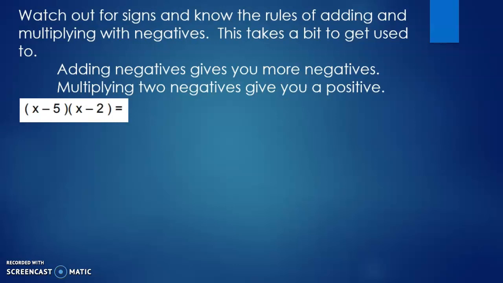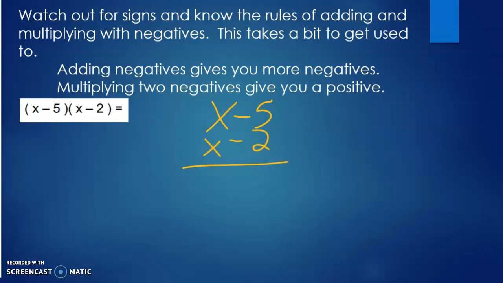Watch out for signs, and you know the rules of adding and multiplying with negatives. This takes a bit of getting used to because your brain's going to do the same things. Adding negatives gives you more negatives. Multiplying 2 negatives gives you a positive. So we're going to do x minus 5 times x minus 2.